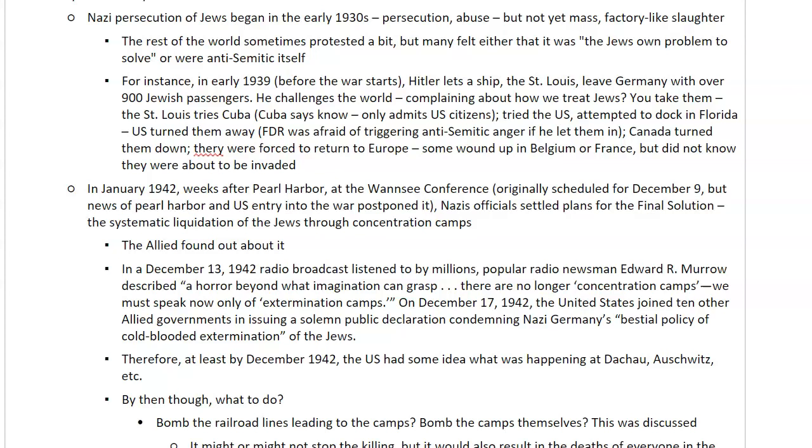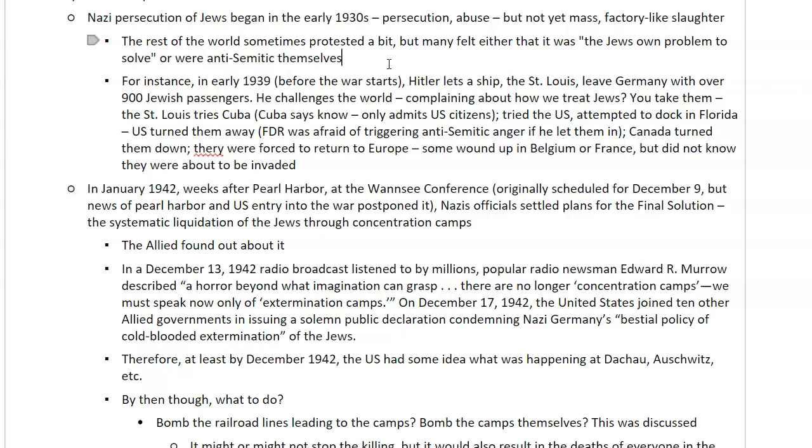The rest of the world sometimes protested the abuse of the Jewish people, but many felt that it was either the Jews' own problem to solve, let them go complain about it to the German government, or, I should say, were anti-Semitic themselves. There were a lot of people who were not in Nazi Germany, and may not have identified as Nazis, there was a lot of anti-Jewish prejudice even in the United States.